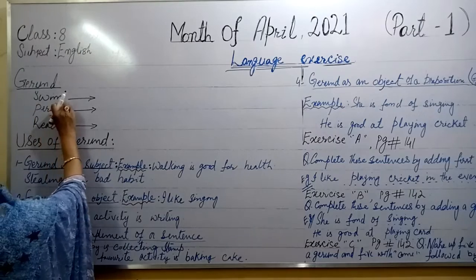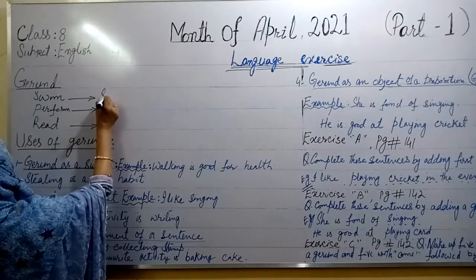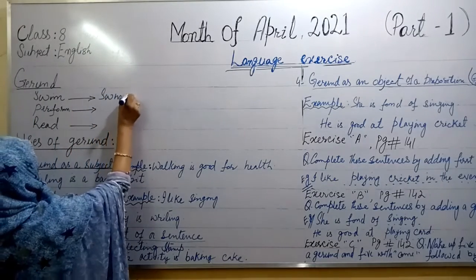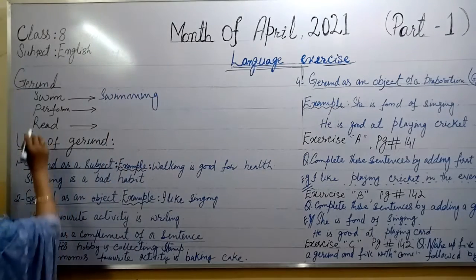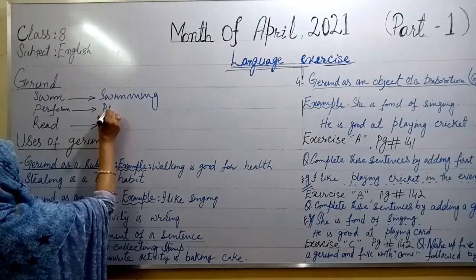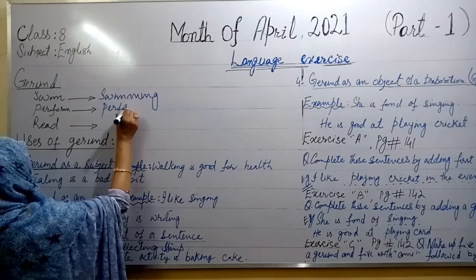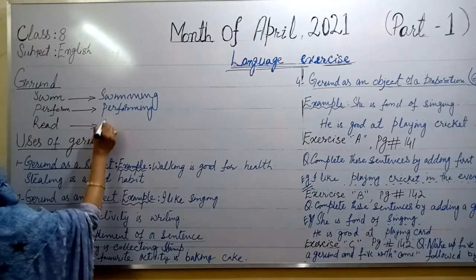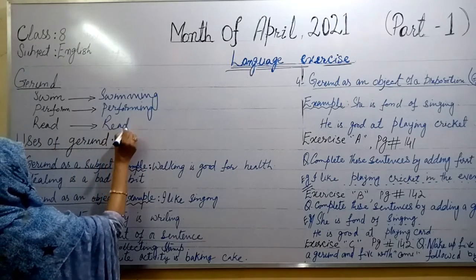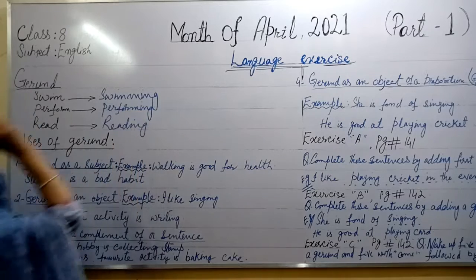Swim is a verb. So, gerund is swimming. Performing. Reading and so on.